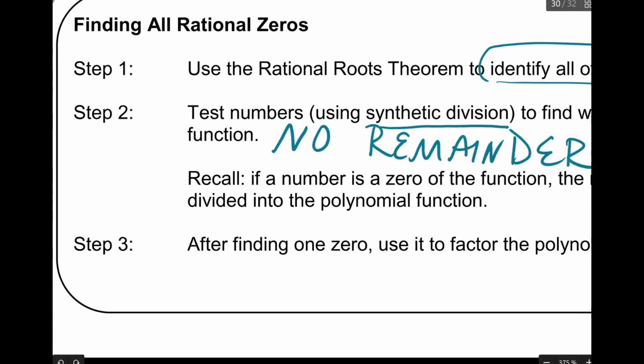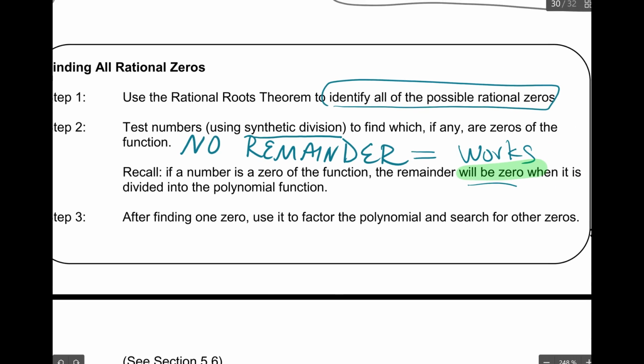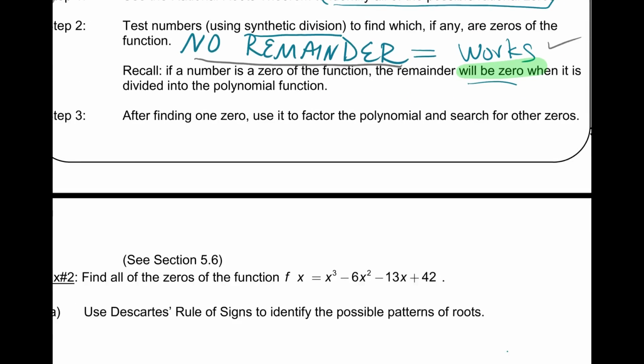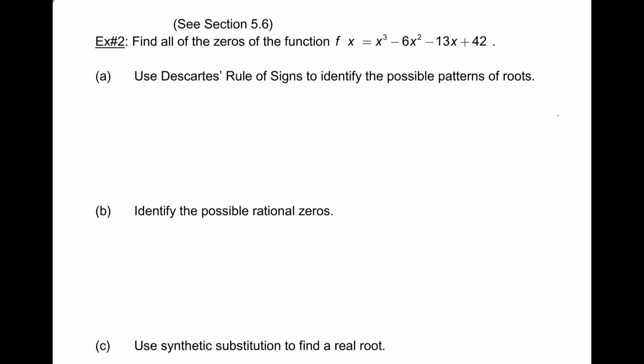Awesome. So how do we actually find all our rational roots? We're going to use the rational root theorem to identify all the possible rational zeros. What this means is we're going to test numbers using synthetic division and see which are 0. If we don't have a remainder, that means it works. If a number is a zero of the function, then the remainder will be 0 when it's divided into the polynomial function. After we find one zero, we can use it to factor the polynomial and search for other zeros.